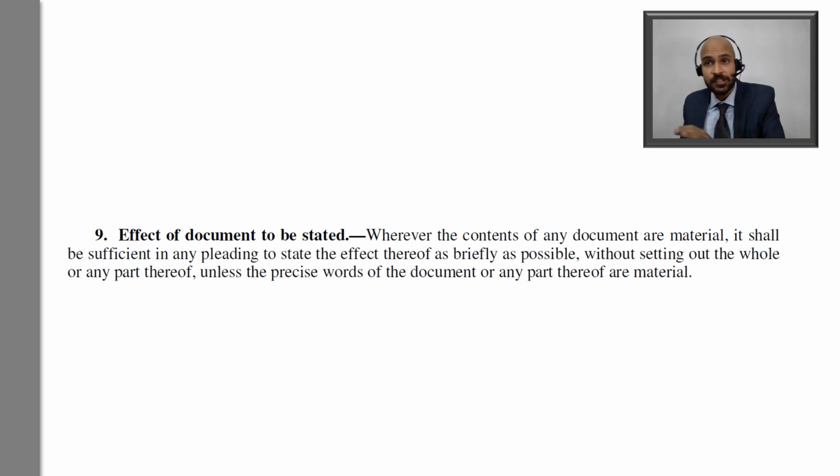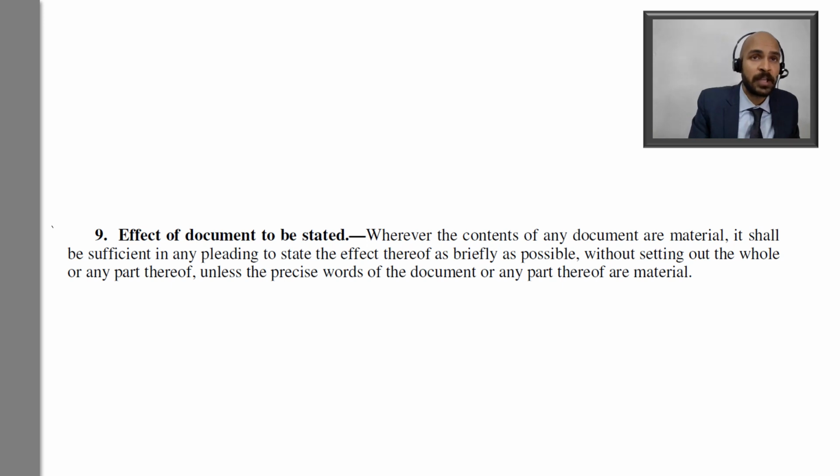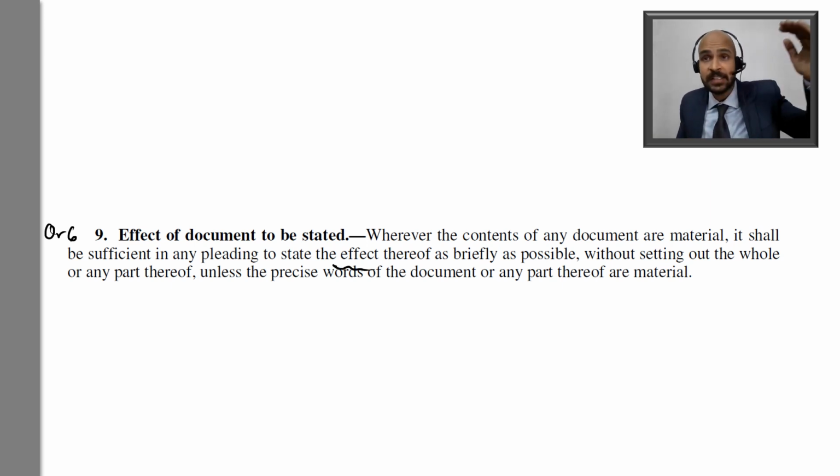We'd seen in Order 6 Rule 2 that it is desirable for the pleadings to be concise, which means it should not include too many details. So even if there are material details, you want to keep them concise. For example, you can have a look at Order 6 Rule 9, which tells you that let us say there's a certain document, the contents of which are material, right? Still, it is sufficient to just state the effect of that document rather than actually setting out the entire document.